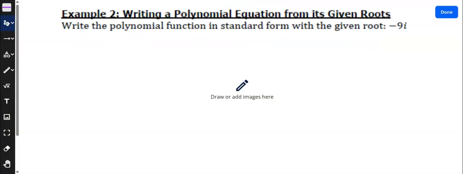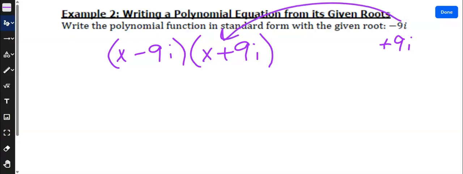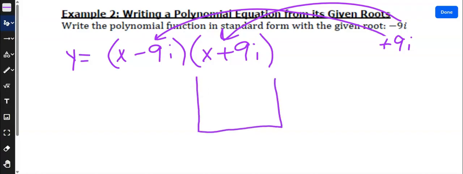Please. Example 2. Write the polynomial function in standard form with the given root negative 9i. That means that positive 9i also would work. So we're going to have x minus 9i and x plus 9i. Remember which one goes with which, right? This one goes with that. And of course we have y equals. And yes, we are going to use the box, unless you hate boxes. In that case, don't use the box.